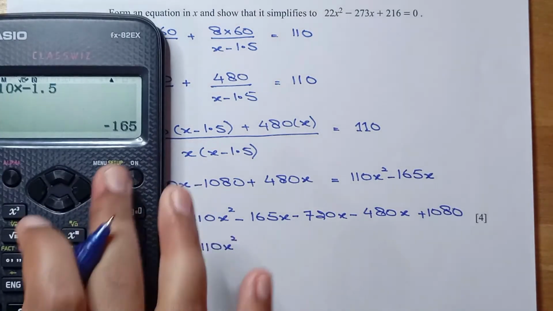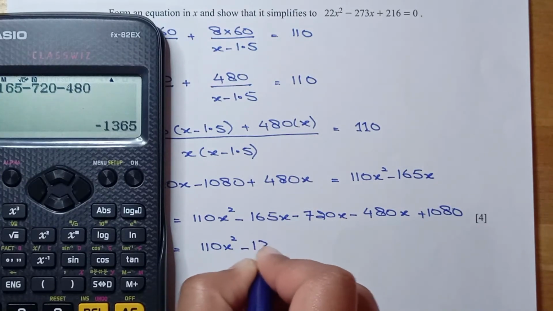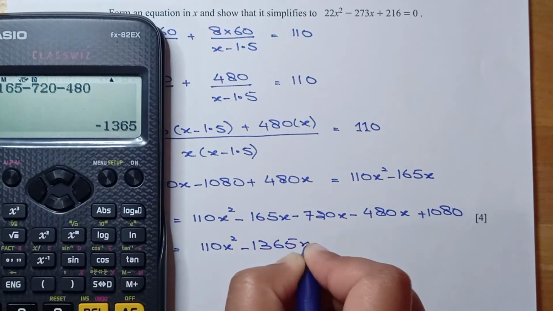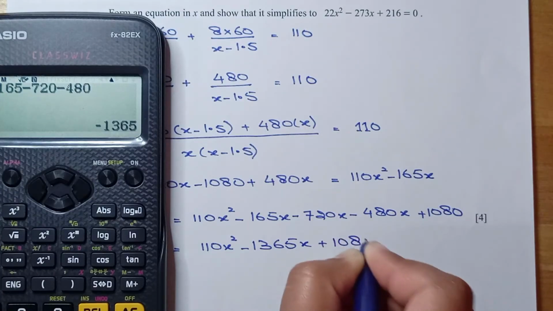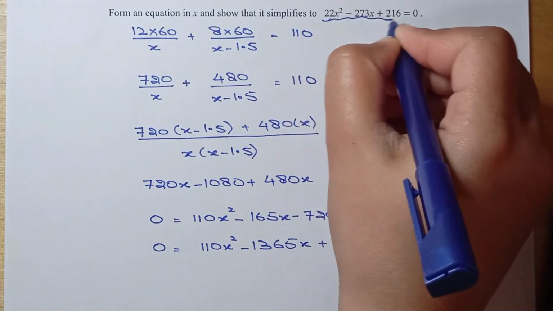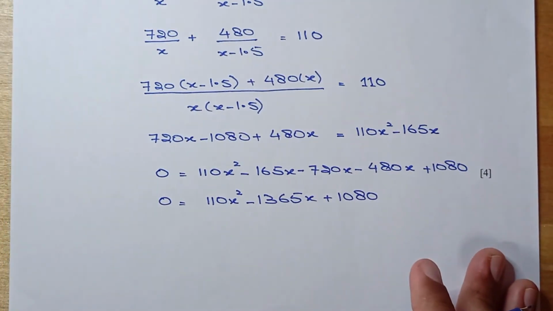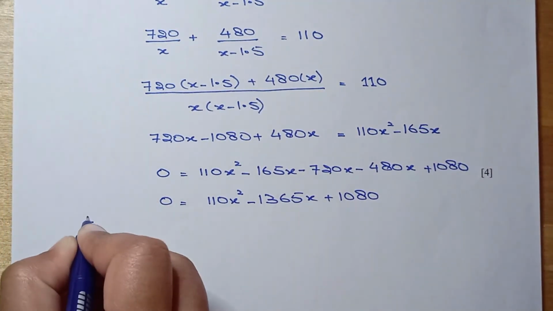So 0 equals 110x squared. Let me solve the x terms. Minus 165 minus 720 and minus 480. This is minus 1365x plus 1080. Okay, so we need to make this equation equal to this. How can we make it equal to this? So we need to divide the equation by 5.